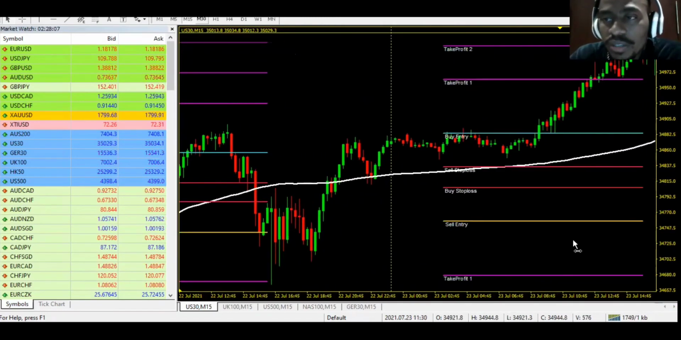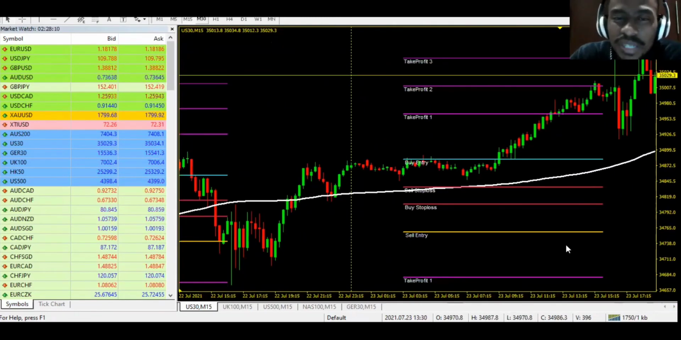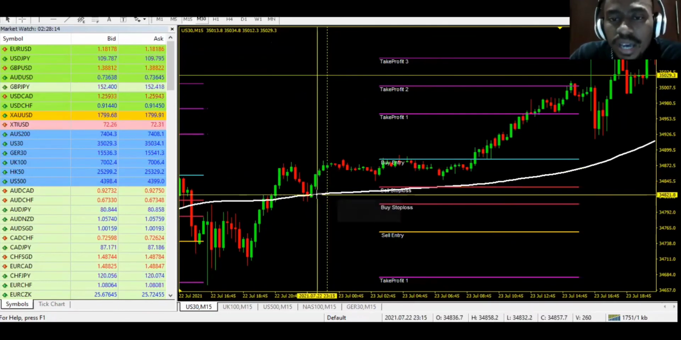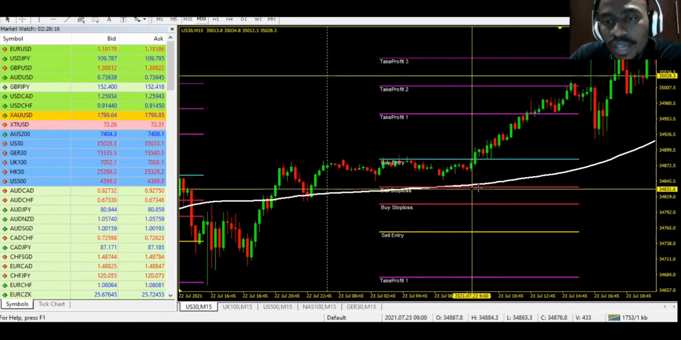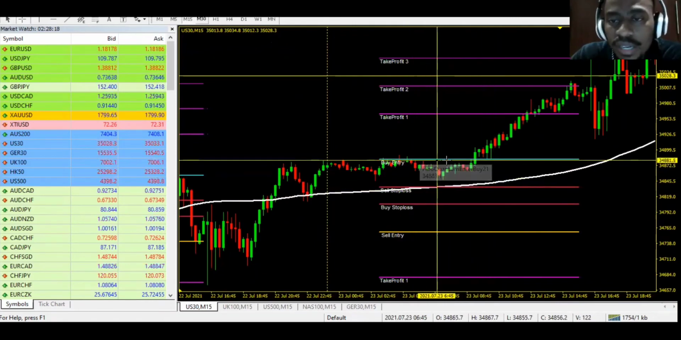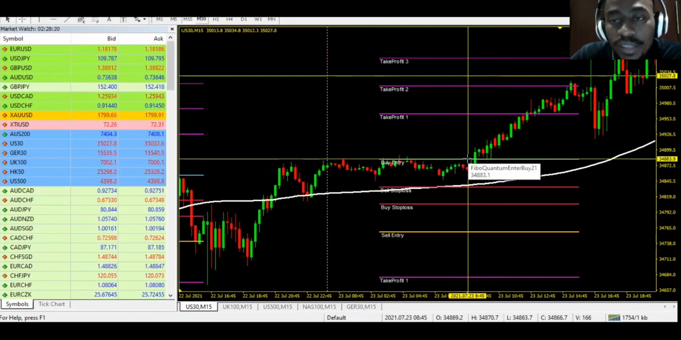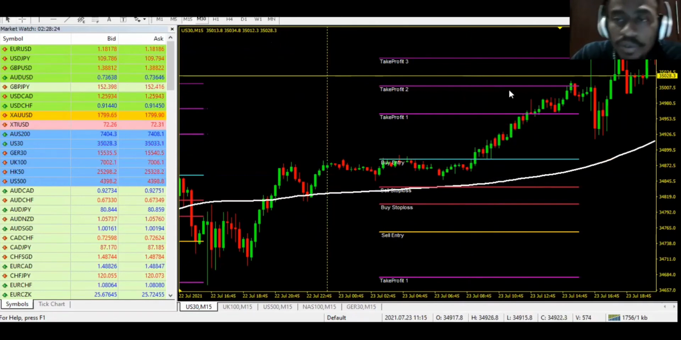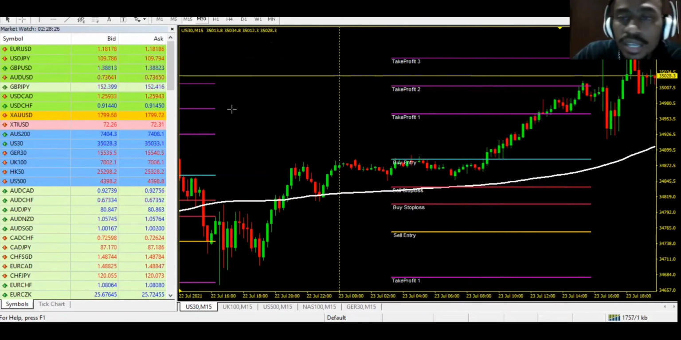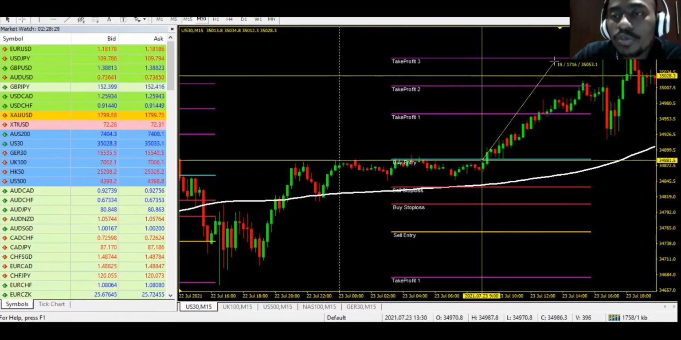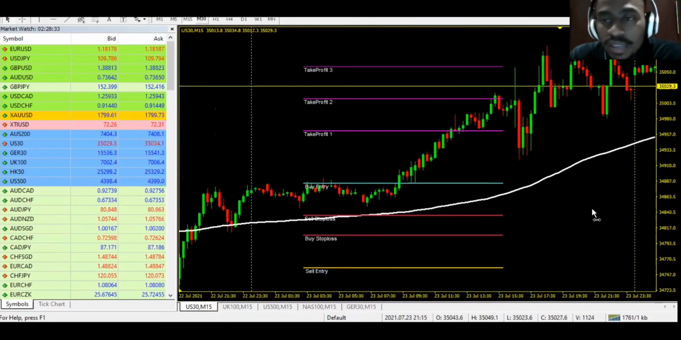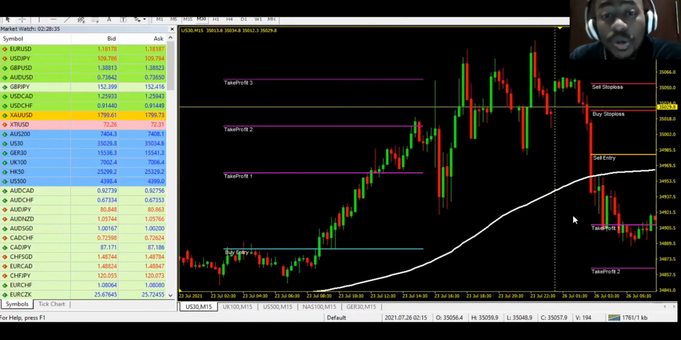This was the 23rd. This was actually a very good, a very easy trading day. Perfect signal right here. As you can see, the price was above the 100 period moving average, and then the buy trigger was hit right there. And then from the buy trigger, the price just went up, hit take profit one, then take profit two, and then it hit take profit three. So on the 23rd of July, that was a very, very powerful and potent trade.